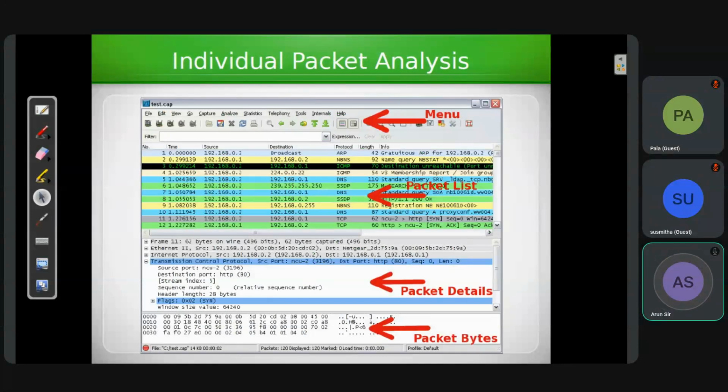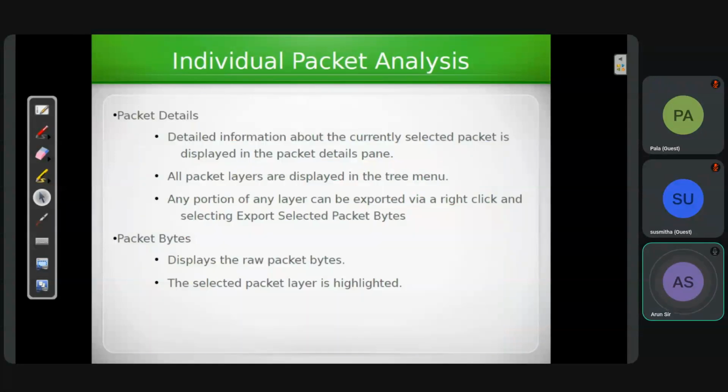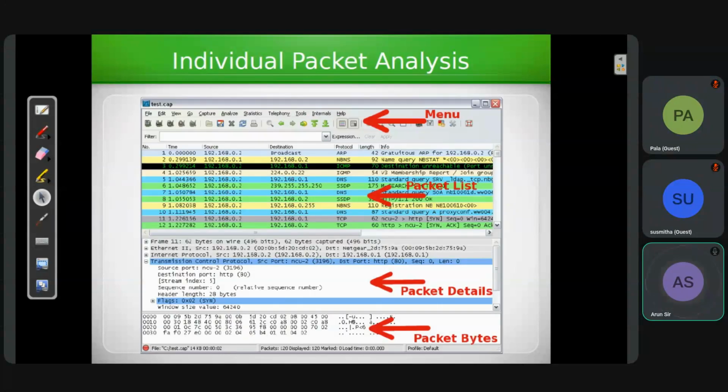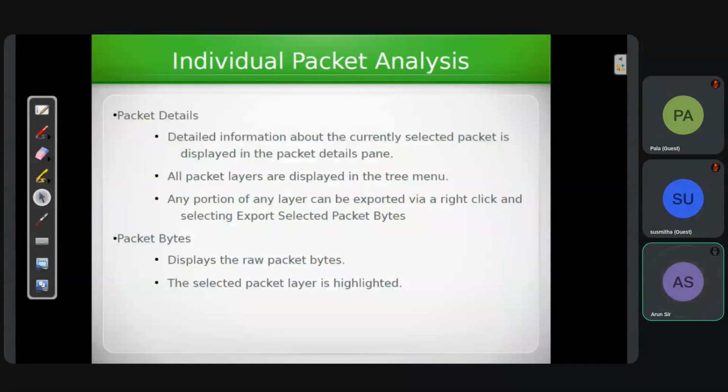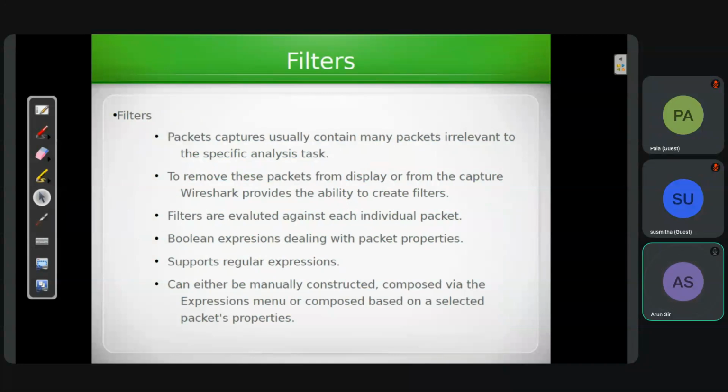We can follow individual packet analysis. You just keep on selecting a particular packet and keep getting details. See, the ICMP packet is selected, so you'll get that. Then you can get the packet details, then you can get the raw packet bytes in the last, which will show you some encrypted data. If it is not secure, you can even get the text format. Then we'll talk about the filters.